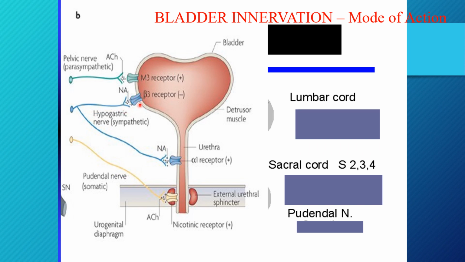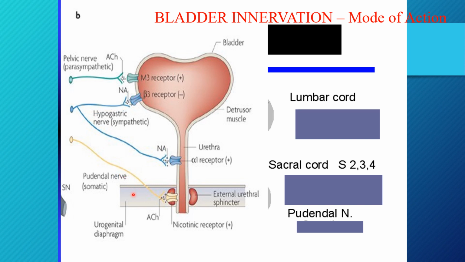And the opposite action is by sympathetic. The neurotransmitter for sympathetic is noradrenaline, and it acts through B3 receptors in the bladder area, the detrusor muscle, and in the internal sphincter area it acts through alpha 1 receptors. Okay, so the action is opposite. It causes retention of the urine.